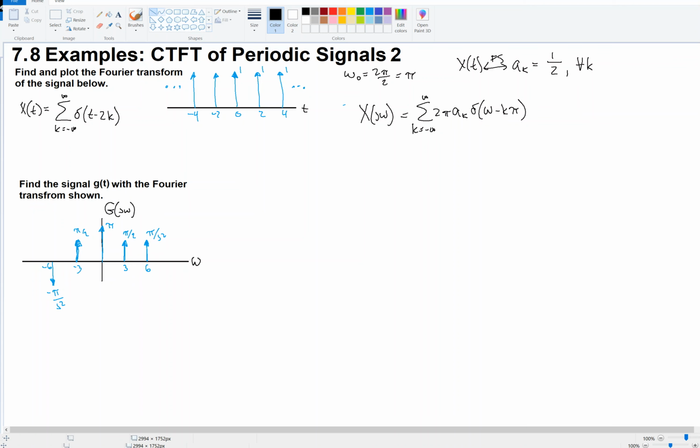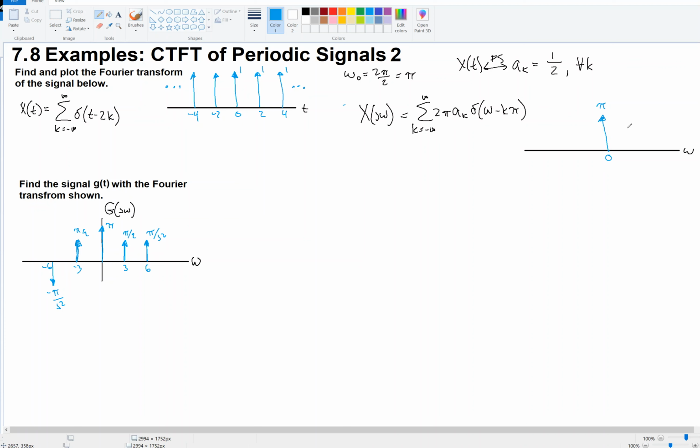But let's plot it. This will impress your friends, but it's actually not that complicated to plot. So what do we have here? Well, we've got a bunch of impulses. How many? Infinity. Well, okay, let's plot a few of them. When k equals 0, I have an unshifted impulse, delta of omega. So I'm going to draw that unshifted impulse. Here's the origin. What's that impulse scaled by? 2 pi times a_k. a_0 is 1/2. They're all 1/2. So this is scaled by pi.